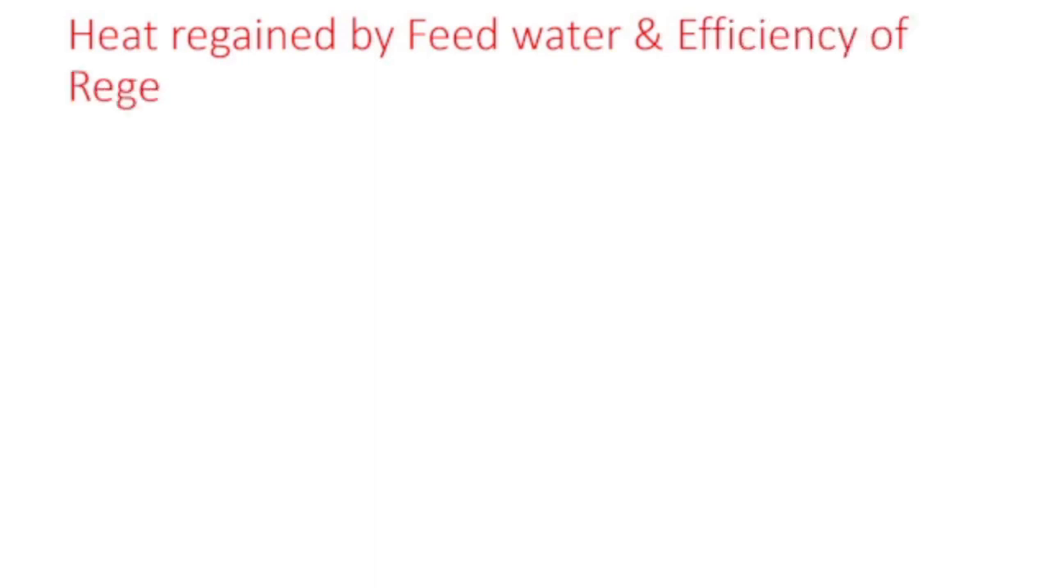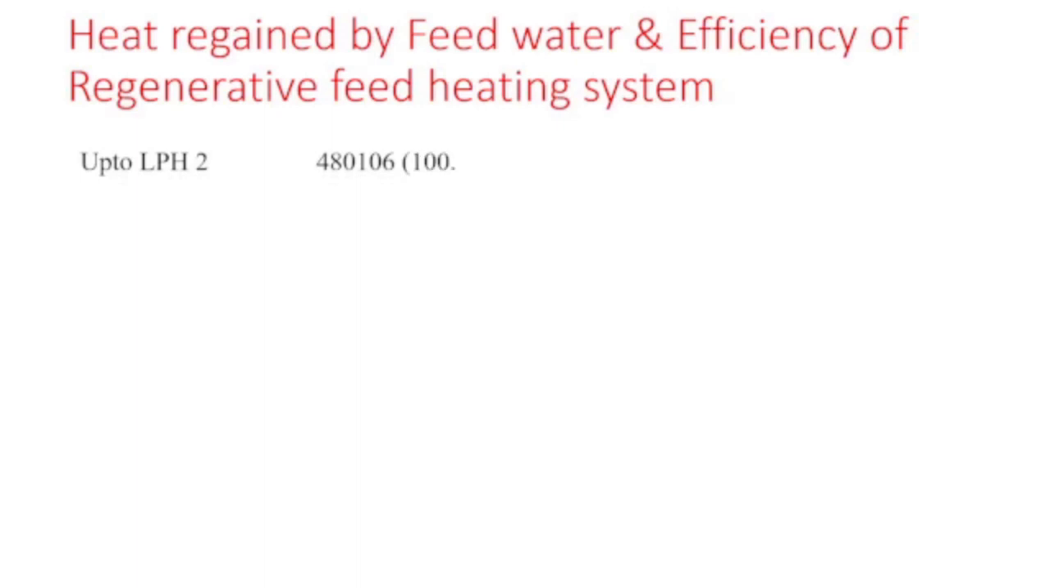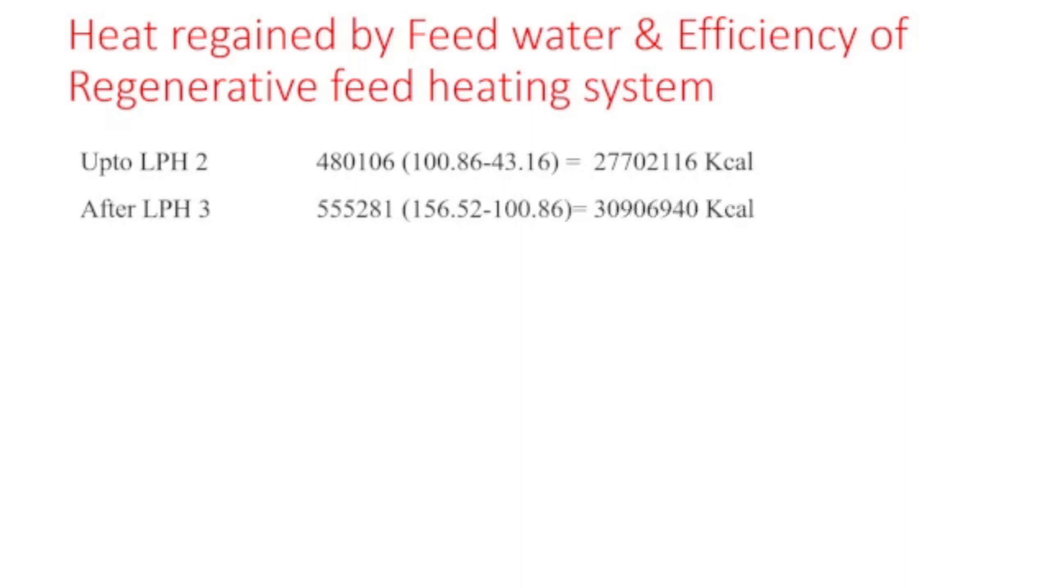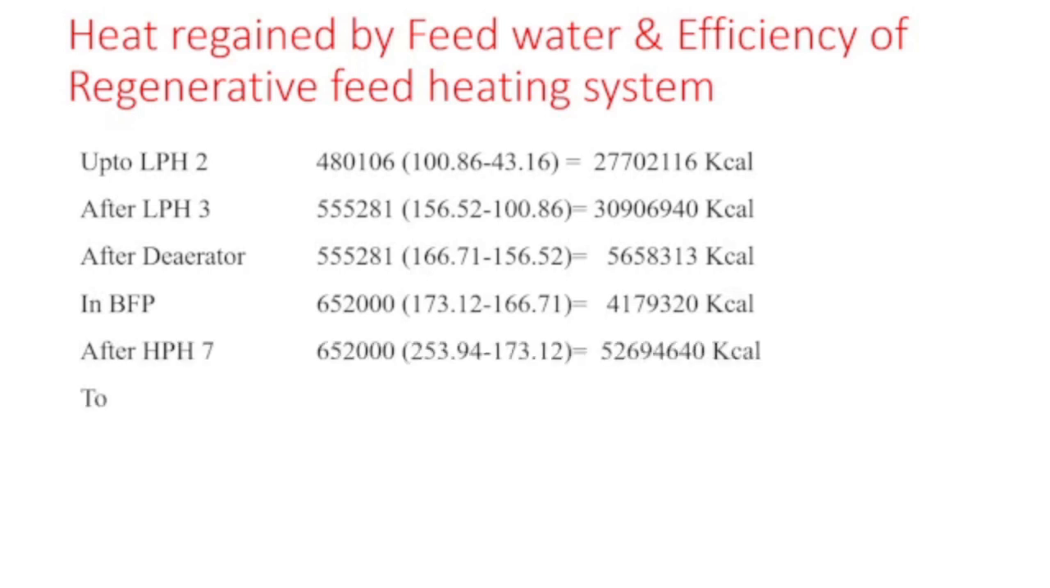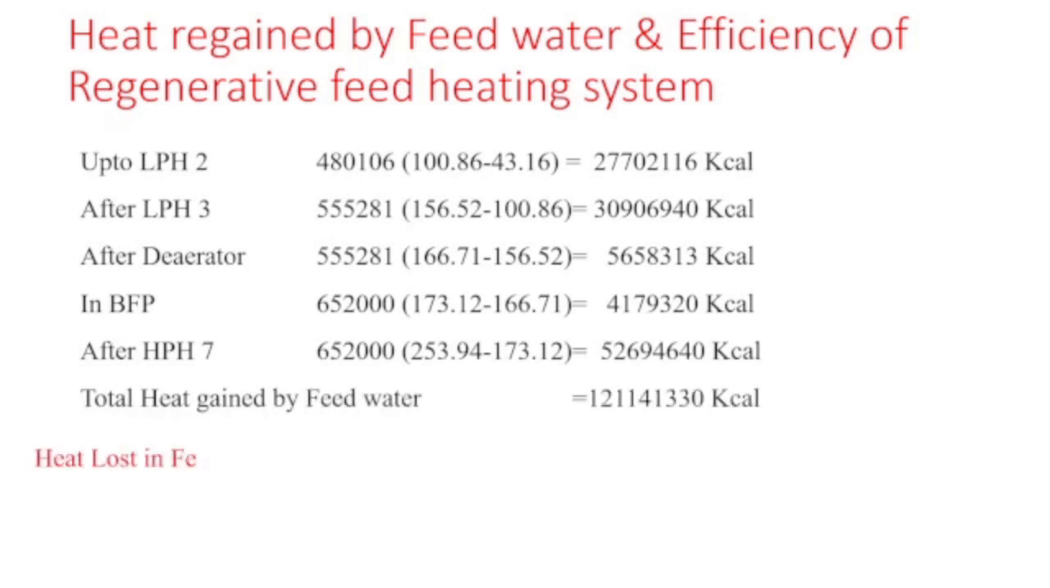The heat regained by the feed water and the efficiency of the regenerative feed heating system can be calculated. Up to LP heater number 2, the heat gain is 277.02116 kilocalories. After LP heater 3, that much is the heat gain. After the deheater, the heat gain is given there, 565.8313 kilocalories. In the BFP also you gain some heat. After HP heater 7 also you gain some heat.